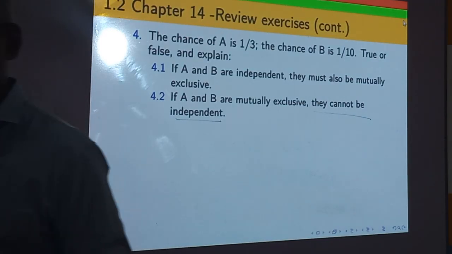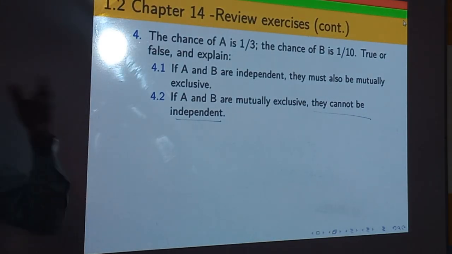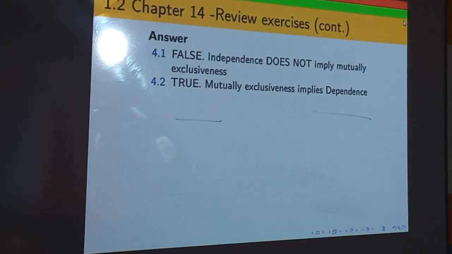So if A and B are mutually exclusive, that means they must be dependent. They cannot be independent. That's correct. Yeah, mathematically you can show that.